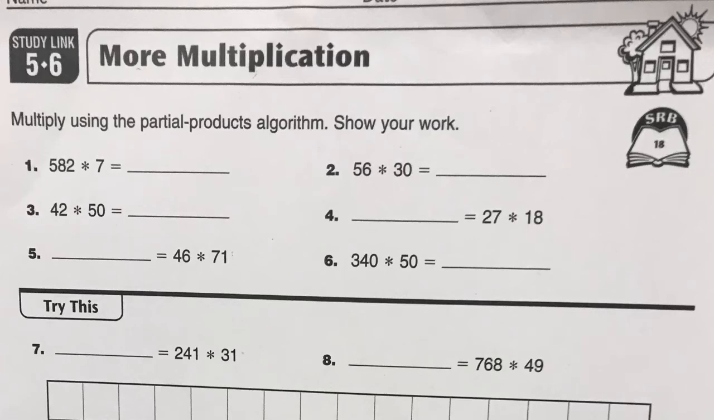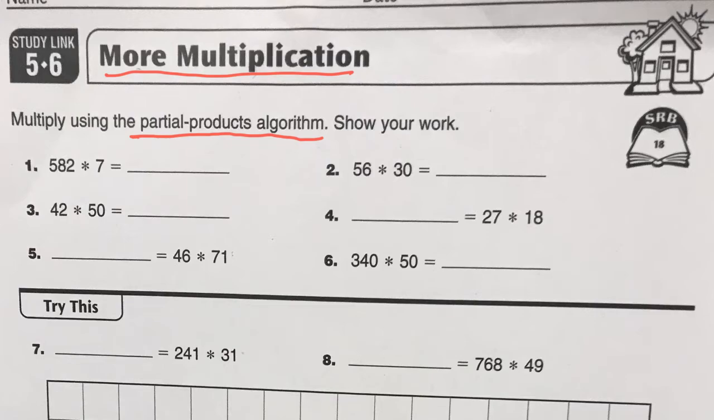Okay, we are going to do more multiplication for study link 5.6, and we are going to continue the partial products algorithm. And it's getting a little bit trickier now because we're going to have 2 digits times 2 digits, and even 3 digits times 2 digits. So let's just have a look at these.